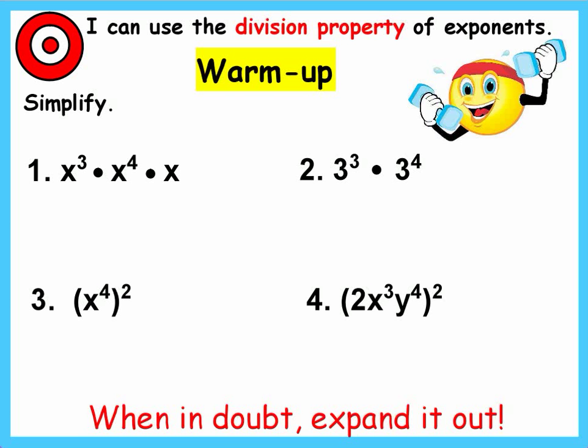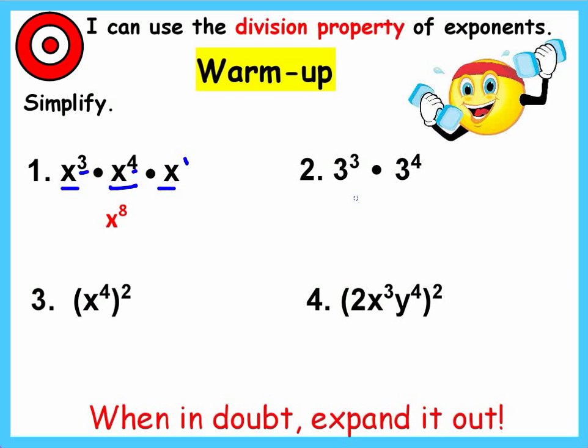All right, let's check your answers. The very first one, number 1, when we're using variables and they're the same base, so x is our base on this problem. X is using repeated multiplication, so we're getting x to the third, x to the fourth, and x just one time. If we add up all of our exponents, we really get x to the 8th power.